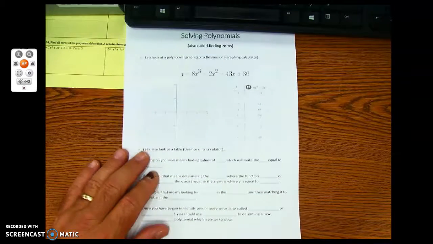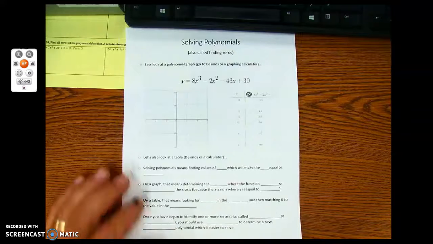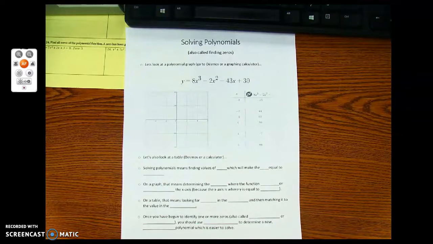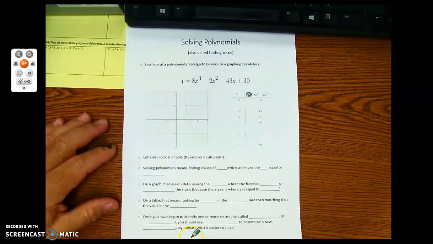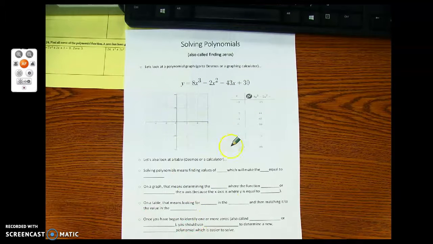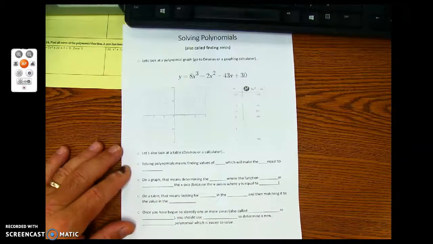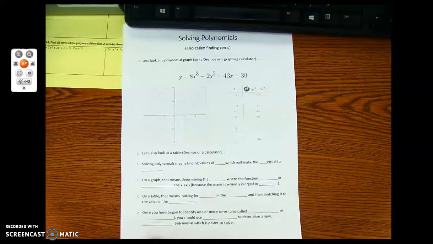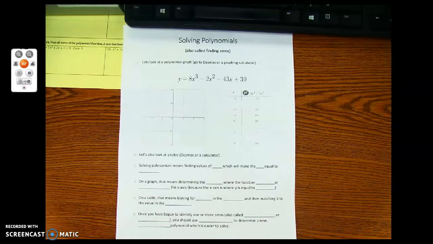I'm recording this with Screencast-O-Matic for a couple of reasons. I want to bounce back between Desmos and the Elmo. So first, we've got this polynomial right here, 8x cubed minus 2x squared minus 43x plus 30. Solving polynomials is also called finding zeros.